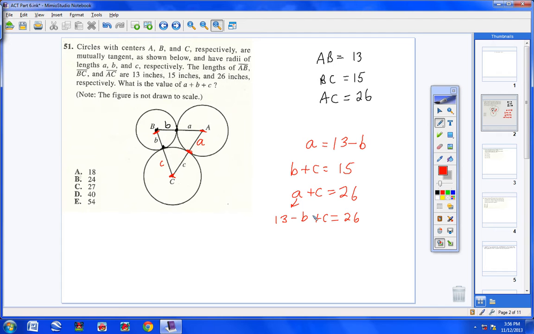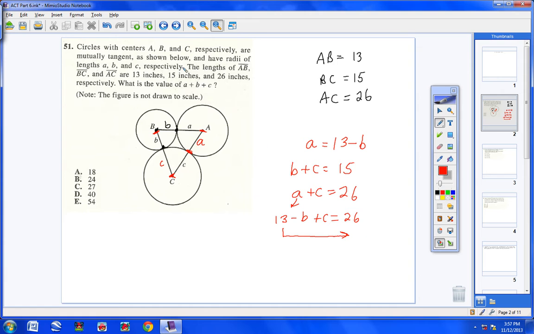So now let's review. I got A by itself, and by the way, you did not have to do that. You could have got B by itself or C by itself, it doesn't matter. But I isolated the A, then I came down here and made a substitution for A because A equals 13 minus B. Then I'm going to simplify this equation.